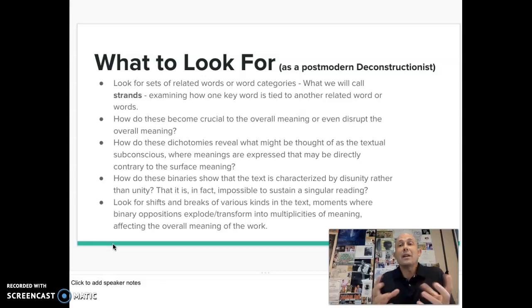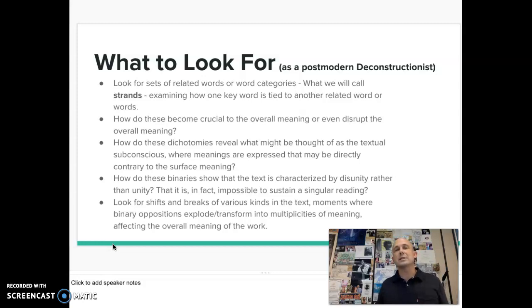So, where did that all come from? How can it be true one time, not true another time? We start to look at how these binary oppositions, what's revealed about his attitudes through some of these representations that he did not necessarily intend, but that now we can see because the context of that conversation has shifted. Okay, what do they show? The text is characterized by disunity rather than unity. Look for shifts and breaks of various kinds, moments where they explode or transform into multiplicities of meanings.